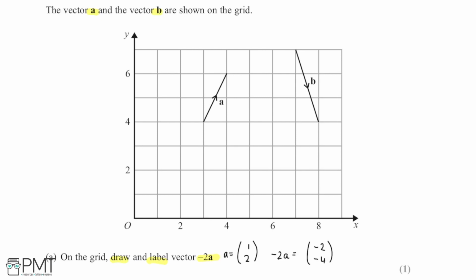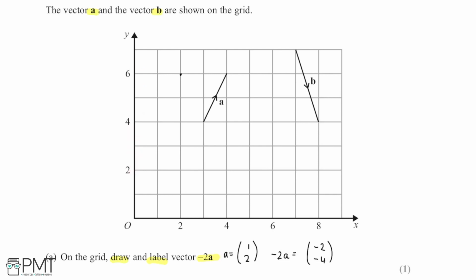So now I have the vector of -2a, and I can draw this anywhere on the grid here because this is a vector, it's just showing direction and magnitude, it is not from a certain place. So for example, I could start at this point here, and I now need to go 2 along in the x-axis, -2 back from this point, and then -4, so 4 down to this point here.